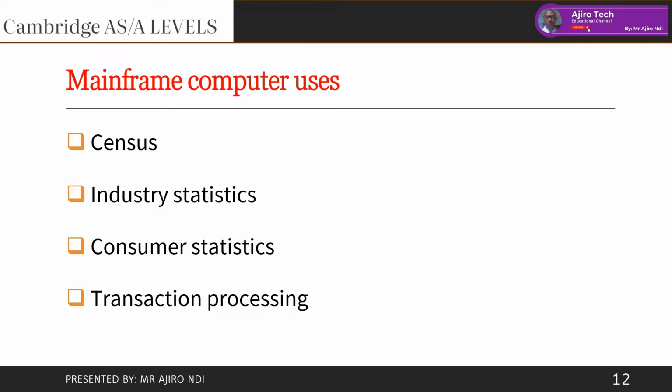It must also be able to, one, add, two, replace or update hardware and software components without shutting down the system. This is why mainframe computers are key.